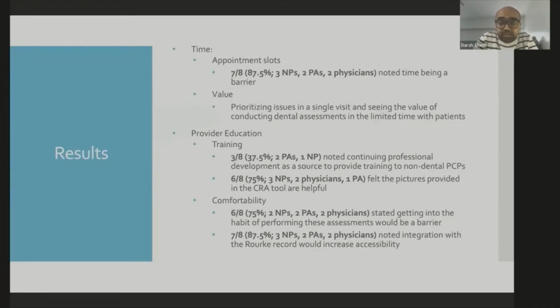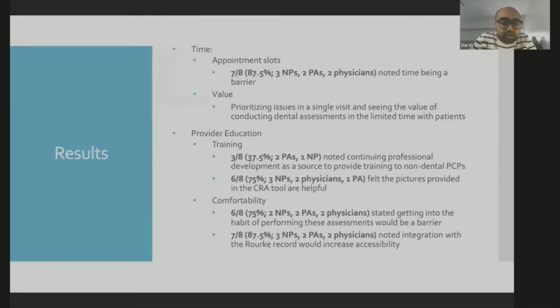Another was the value. How can we prioritize and see the value of conducting these dental assessments? It loops back to the appointment slots, but if a child comes in with chest pain or some wheezing, are we actually going to look in their mouth to do a Caries risk assessment, or are we going to prioritize the presenting complaint they came in with? That was one of the identified barriers that came up in my focus group sessions.